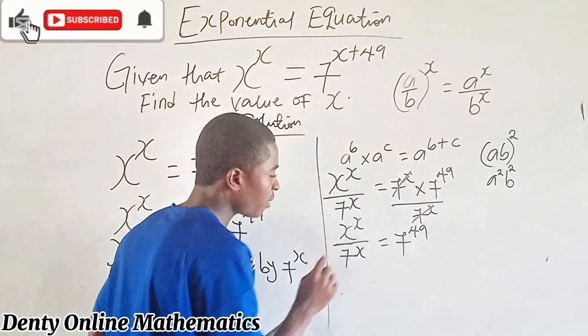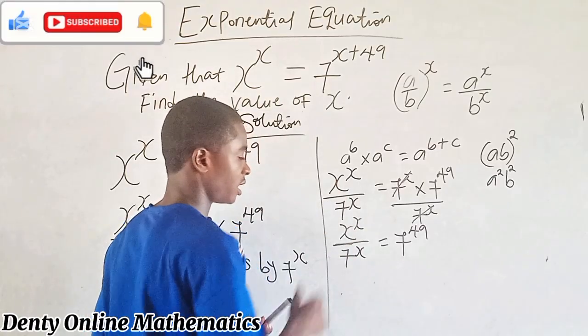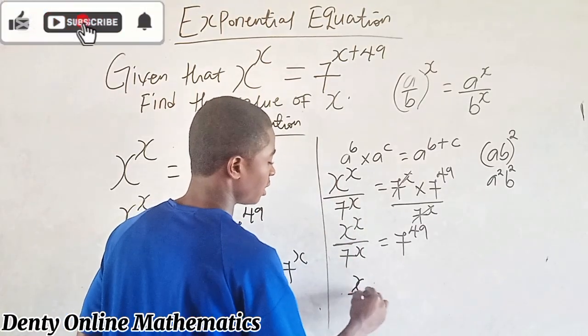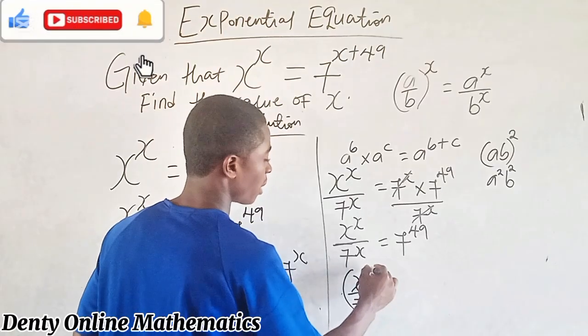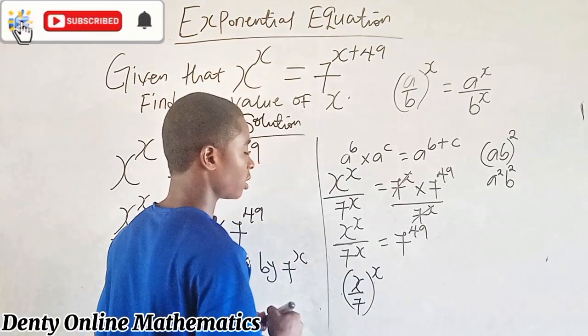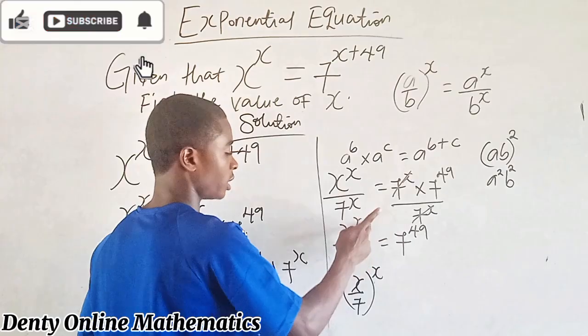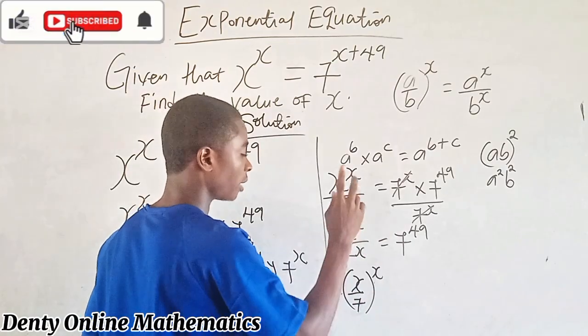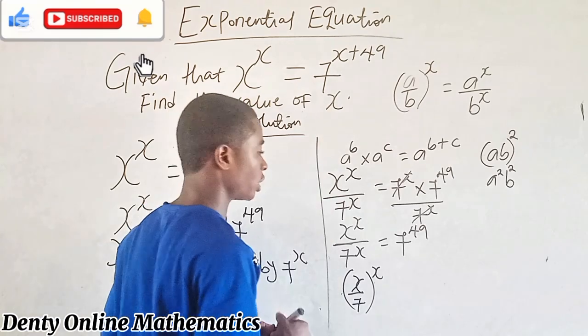So doing that, if you observe, we have x here, we also have x here. So this can be represented as x all over 7, all raised to the power of x, because they have the same exponent. So we are not wrong to put all of them in one bracket so they can share one exponent at the top.